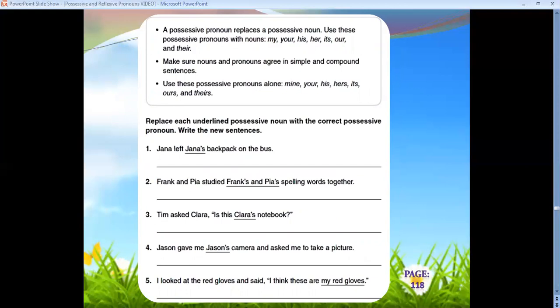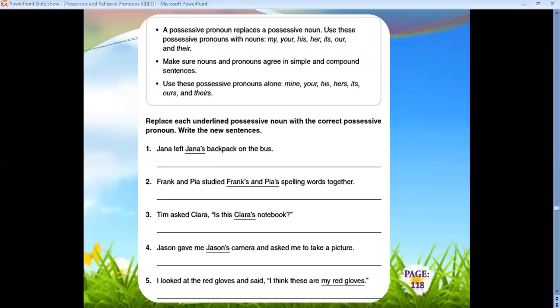Jana left Jana's. Do you think this is her backpack? Yes, I think so. So Jana left her backpack on the bus. Don't forget, I start with a capital letter and I end my sentence with a period or the suitable punctuation mark. Okay, let's move to the second one.